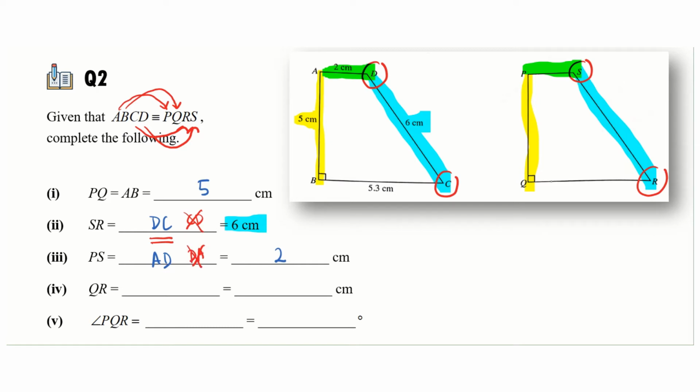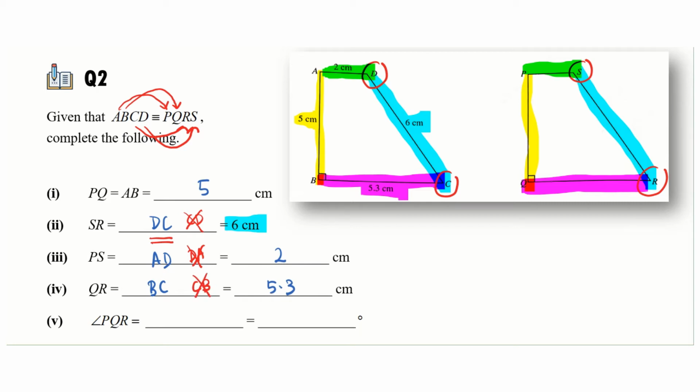Part 4, we have QR. We want to find out the length of QR and what it is equal to. QR refers to this, so it will match up to be BC, and that is 5.3 cm. So we have BC and 5.3 cm. Once again, it is not the same as writing CB.